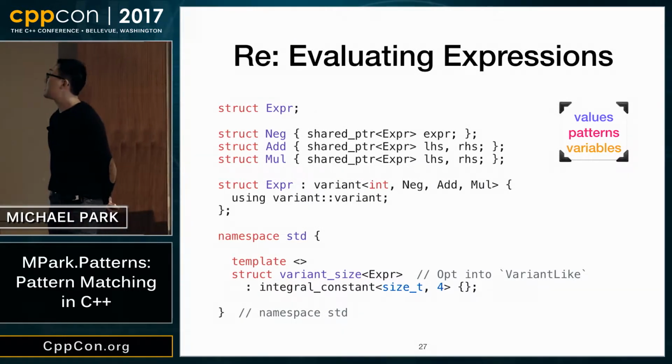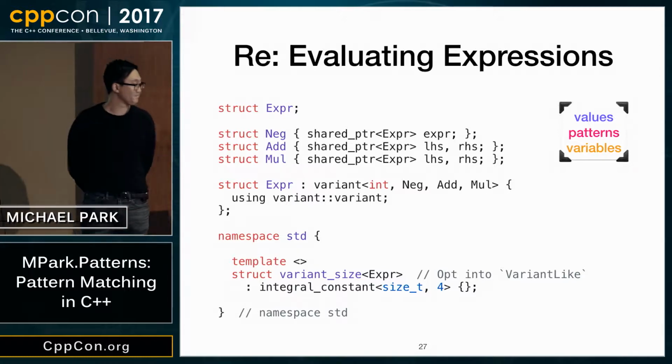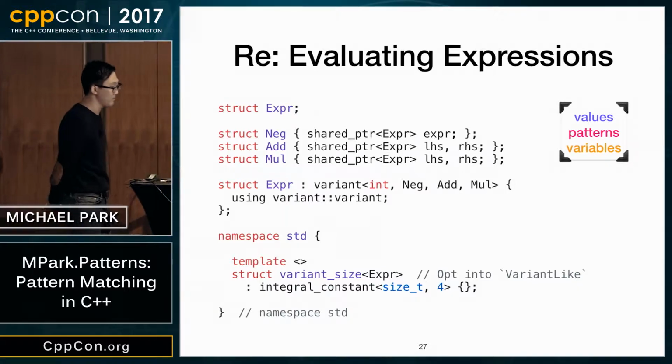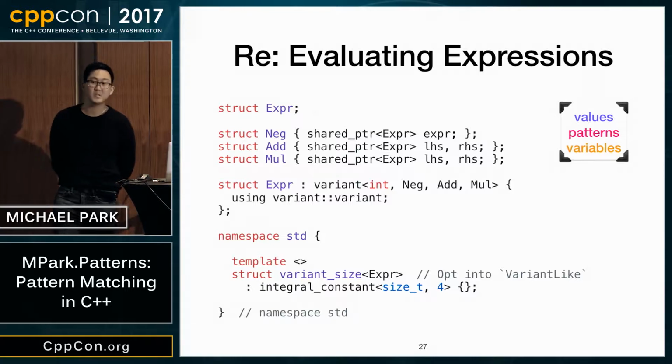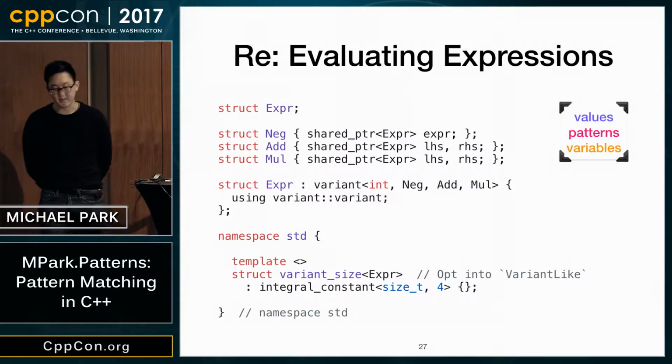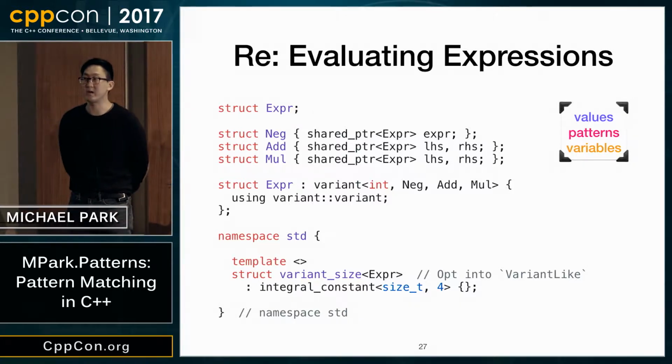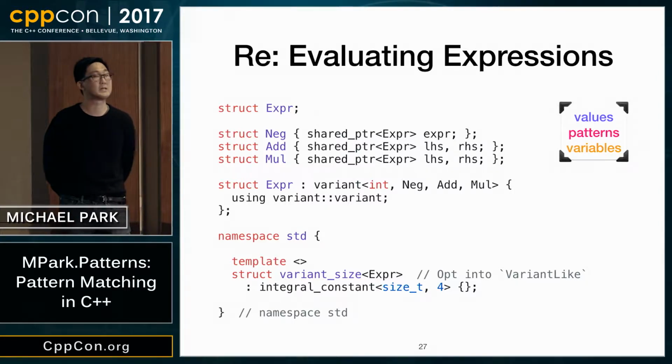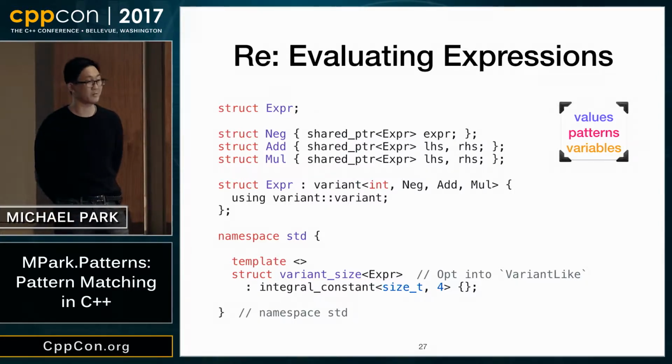And getting back to the evaluating expressions example, we now specialize variant_size here. And this is to communicate to the library that I am a variant-like type, that I model the variant-like concept.